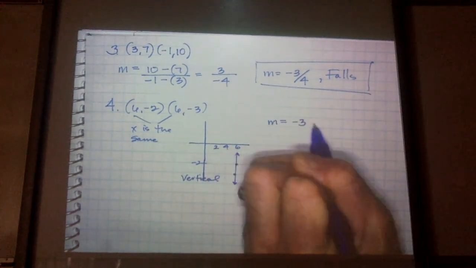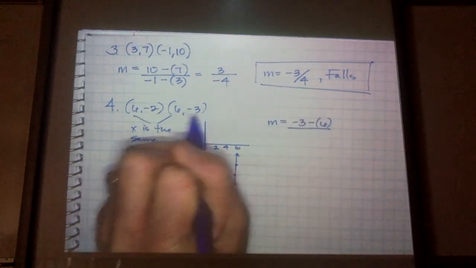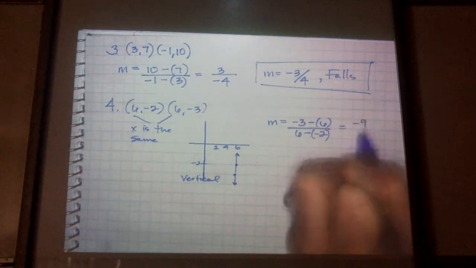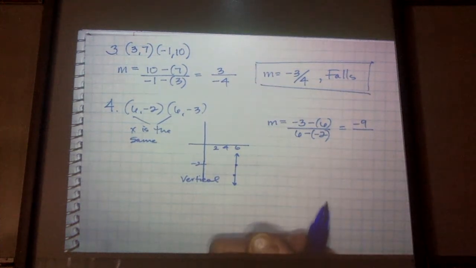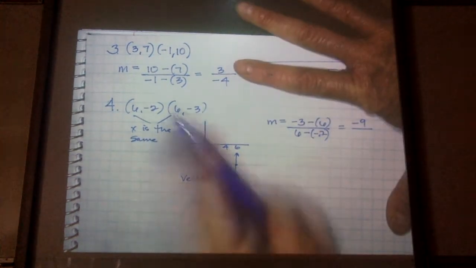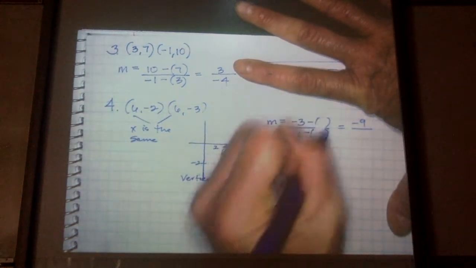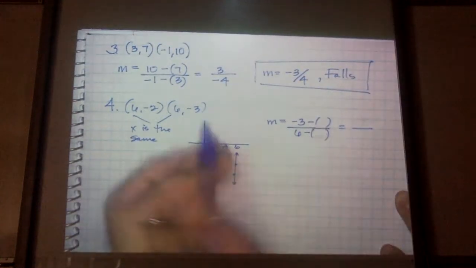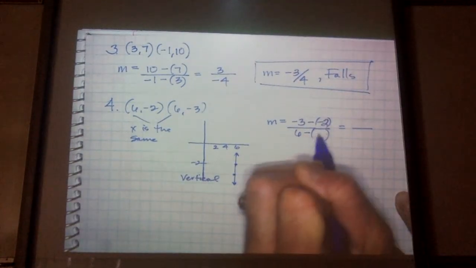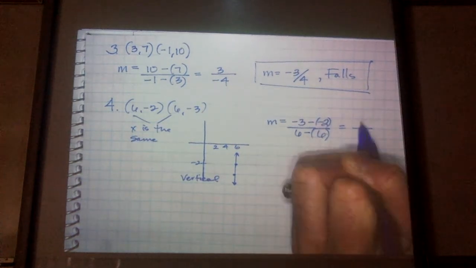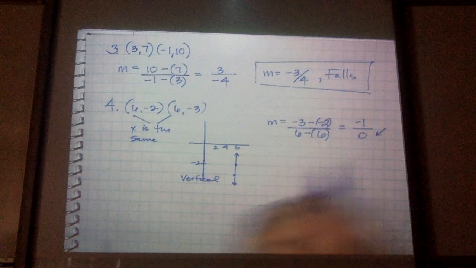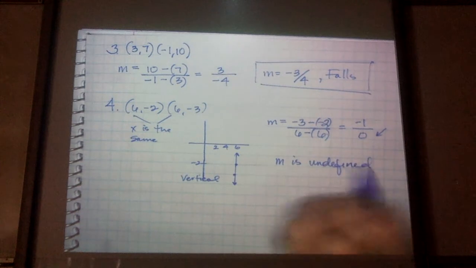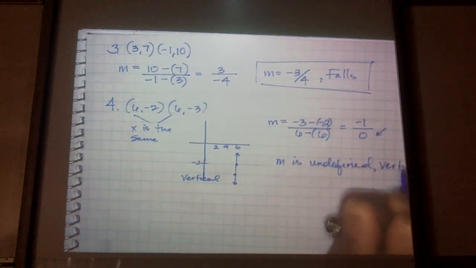So -3 minus 6, right? 6 minus -2. That gives me -9. Oh, I wrote it down wrong. How could I? I'm so sorry. It's -3 minus -2, over 6 minus 6. This is 0. This is -1. That means its m is undefined. And so this is a vertical line.